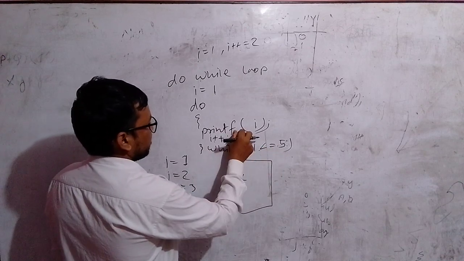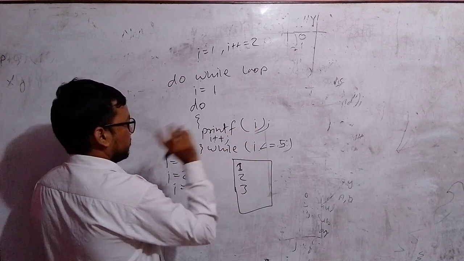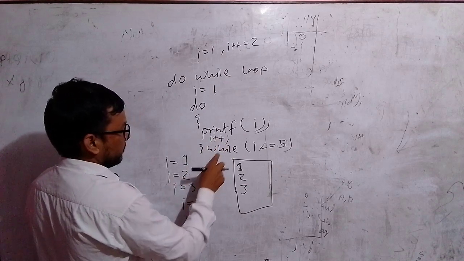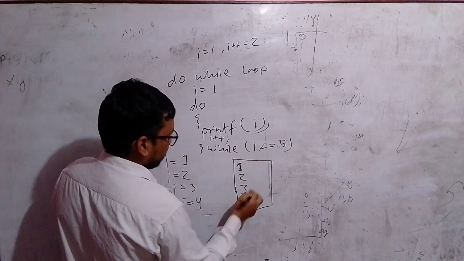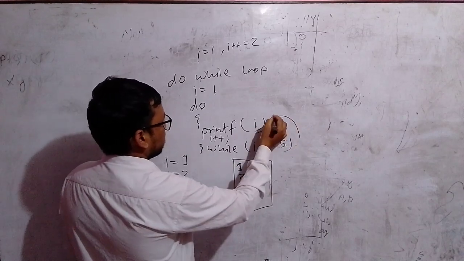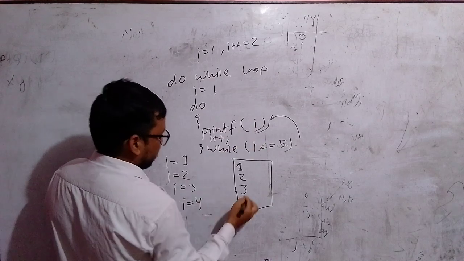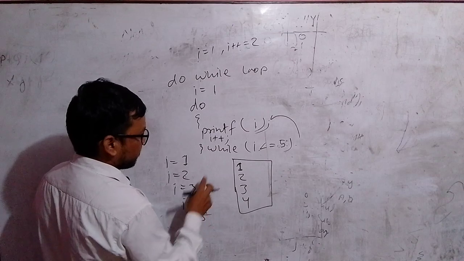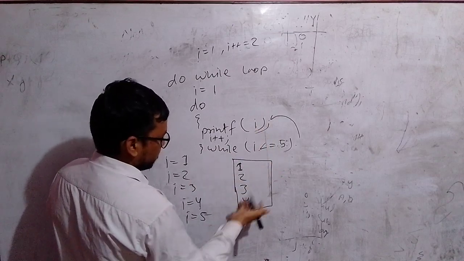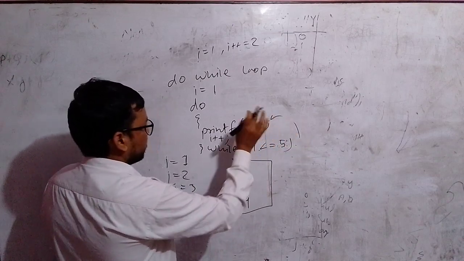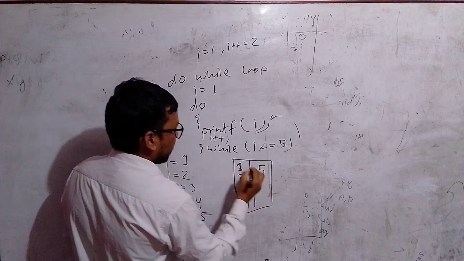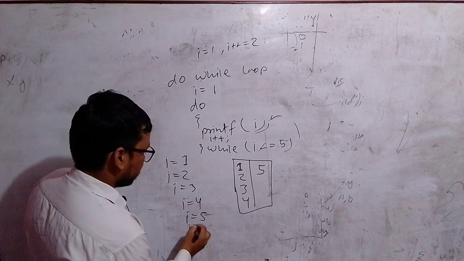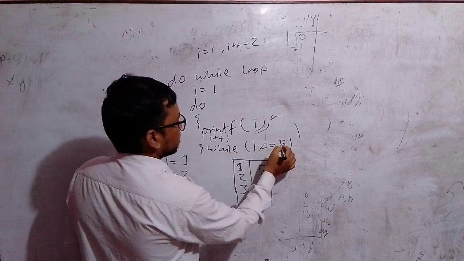That means if this condition is satisfied, printf i is equal to 3 here, and i plus plus makes i equal to 4. While condition: 4 is less than or equal to 5, yes, true, and control goes here. Print i. What is the value of i? 4. Now i plus plus, i becomes 5. 5 is less than or equal to 5, yes, true. That means print the value of i, that is 5. i plus plus, it becomes 6. 6 is less than or equal to 5?